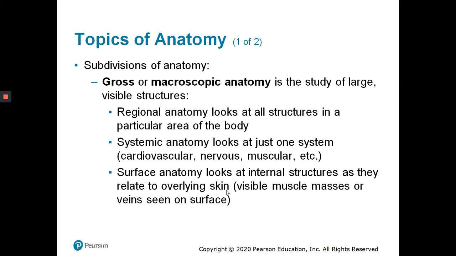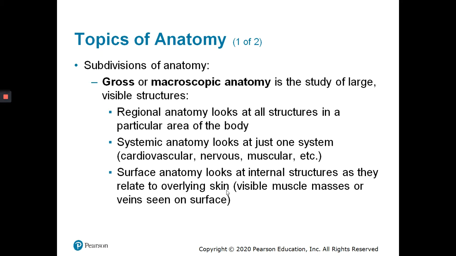Now, we have 2 types of anatomy. We look at what we call gross anatomy, or macroscopic. And I'm going to post a list of Latin prefixes and suffixes. I think your book actually has them in the back. I highly, highly encourage you to memorize those. In fact, I may put some of those on your first test, because when you're reading the text, you're going to be able to pick up on some of these prefixes and know what they mean. So when I say macroscopic, macro meaning large, these are visible structures.